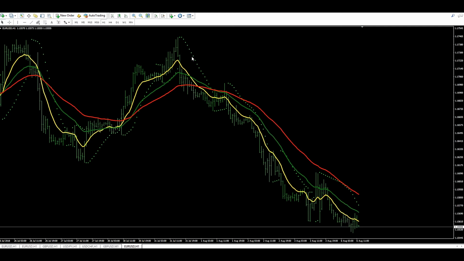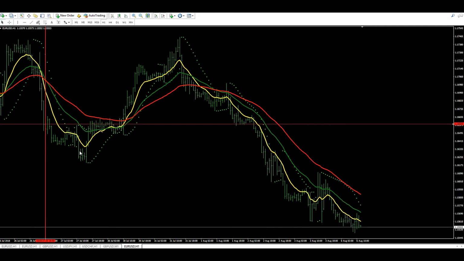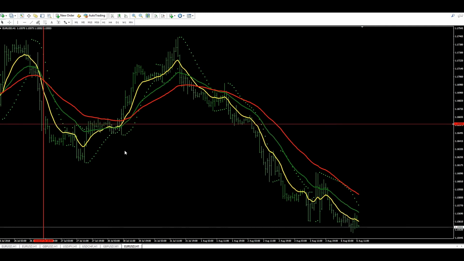So let's find some entries. As you can see, it's very simple to find entries. For example, here we have some short entry. Let's see, we have a crossing here, and then the entry point is probably gonna be here, on this cross.